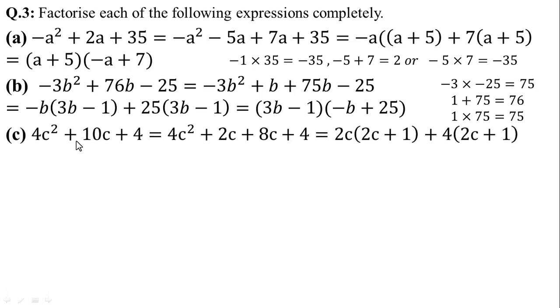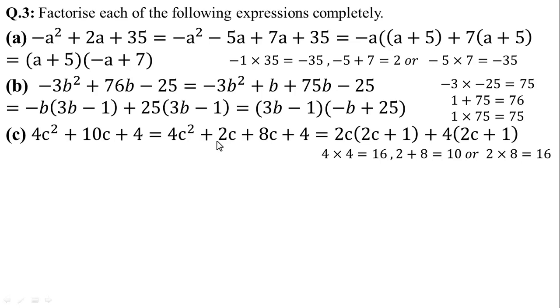Now in C part, 4c square plus 10c plus 4. First of all, 4 multiplied by 4, the answer is 16. Now, mid-term breaking of 10 into 2 parts: 2 plus 8, the answer is 10, and 2 multiplied by 8, the answer is 16. So the suitable values are 2 and 8. Mid-term breaking of 10 into 2 parts, 2c plus 8c. Now we can write 4c square plus 2c plus 8c plus 4.